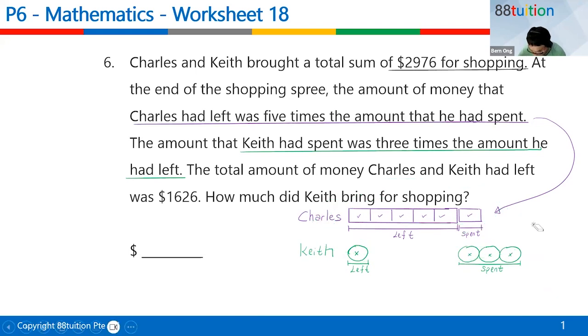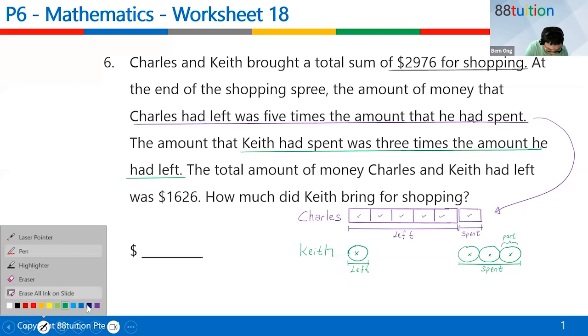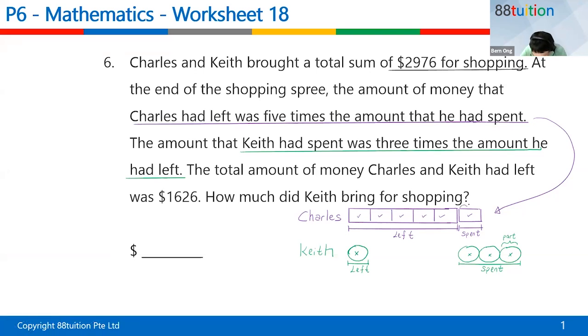And I'm going to call all these circles parts. Is that okay? And I'm going to call this rectangle a unit. So this question is called units and parts. You need to form up a certain kind of equation.